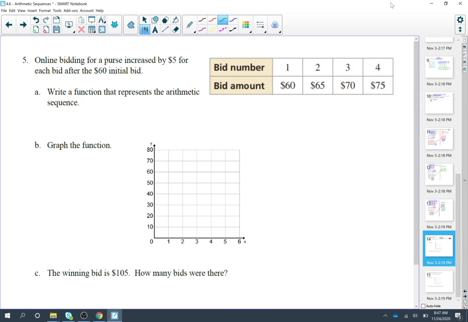Example 5. Online bidding for a purse increased by $5 for each bid after the initial $60 bid. Part A, write a function that represents the arithmetic sequence.